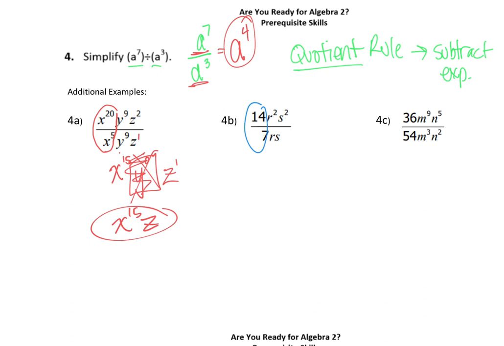I can leave it just as r if I would like. And for s squared, take away an s, I have just 1s as well. So our answer here is 2rs.